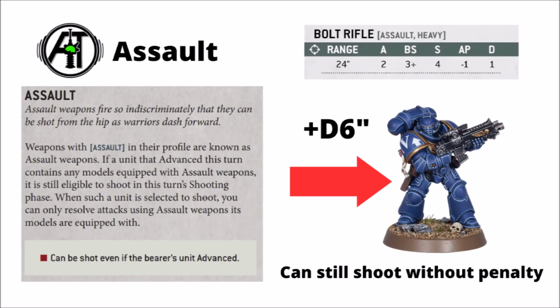First up we have Assault, which is a bit rarer of a keyword in 10th edition than it was in 9th. Assault weapons are nice and simple, you get to fire them even if you've advanced, and unlike in 9th edition you don't have a -1 to your hit roll penalty if you happen to advance and then shoot them.